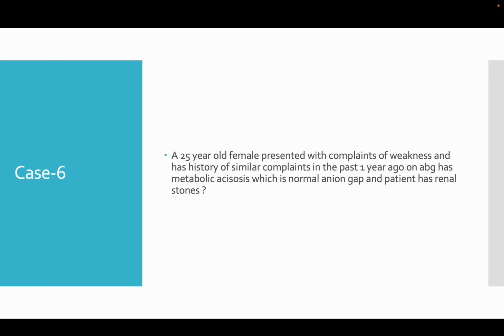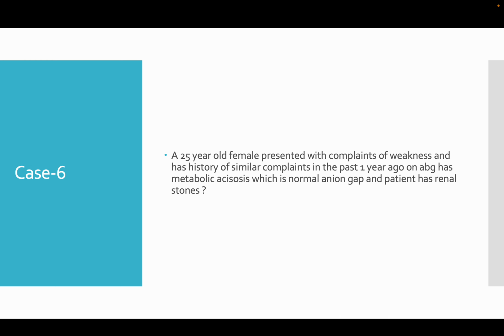So the patient has weakness mostly due to hypokalemia, and metabolic acidosis is there. Unlike the previous case where alkalosis was there, here acidosis is there, which is normal anion gap. Any normal anion gap metabolic acidosis should always make you suspect renal tubular acidosis. In that, the patient has renal stones also. Generally in distal RTA we see renal stones.